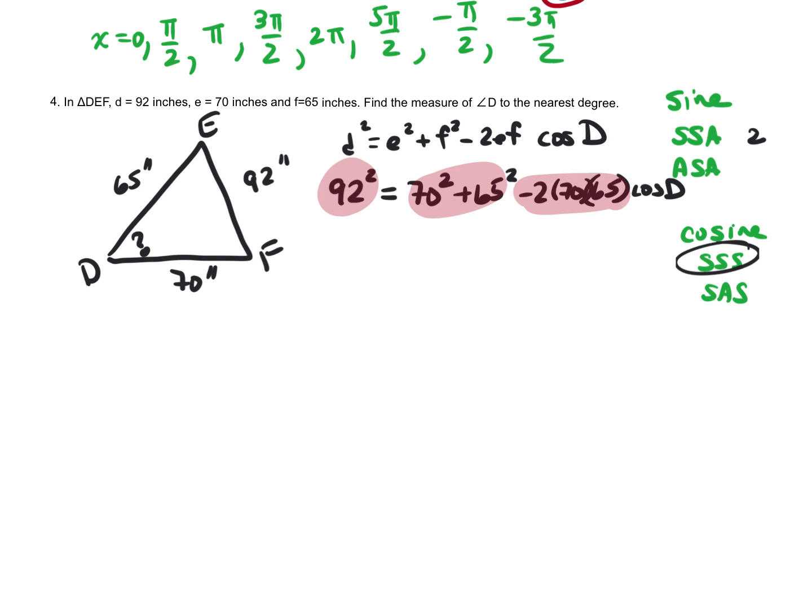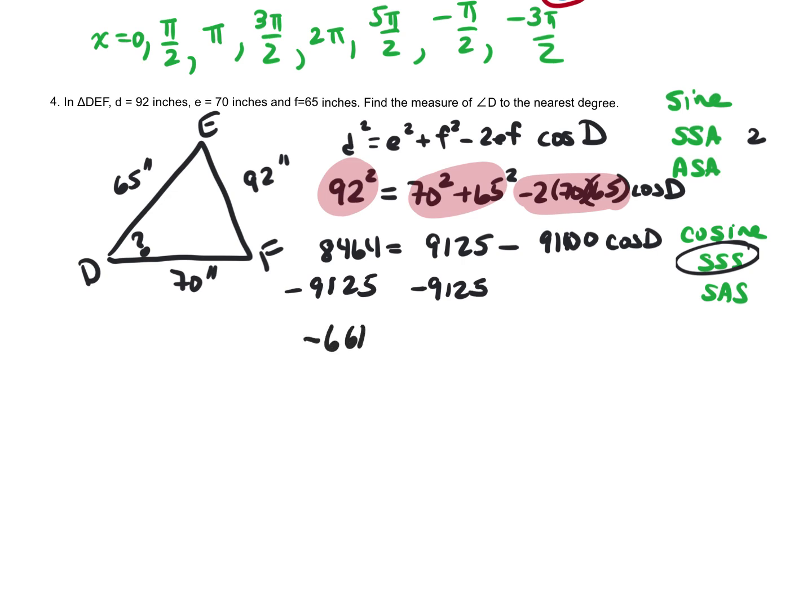Okay? So 92 squared is 8,464. 70 squared plus 65 squared is going to be 9,125. 2 times 70 times 65 is going to be 9,100. Cosine D. It's 9,100 cosine D. I'll just solve. So I'll subtract 9,125 from both sides. So 8464 minus 9125 is negative 661 equals negative 9100 cosine D. So then I'll divide, so cosine D is going to be 661 over 9100.